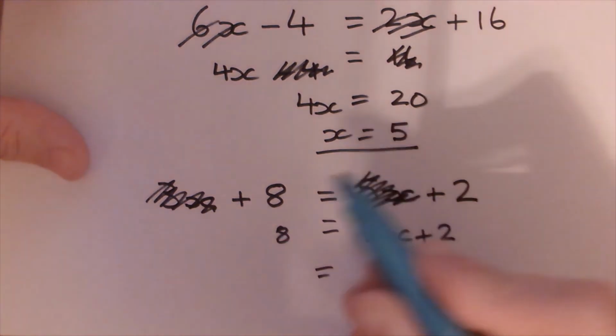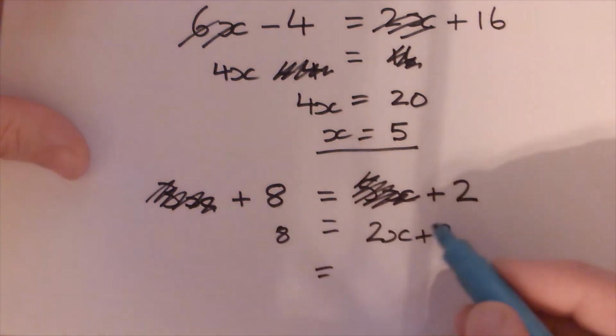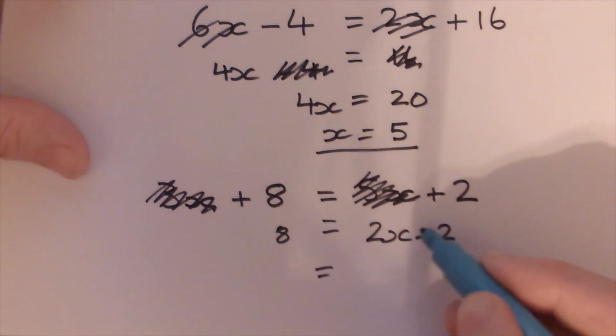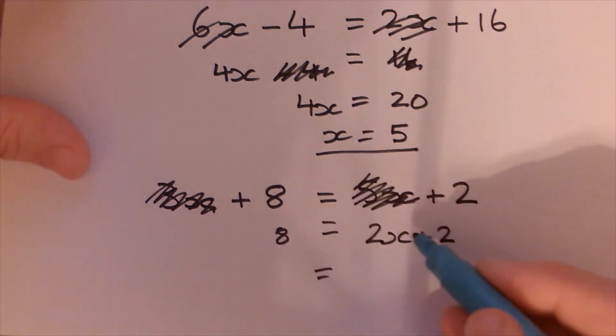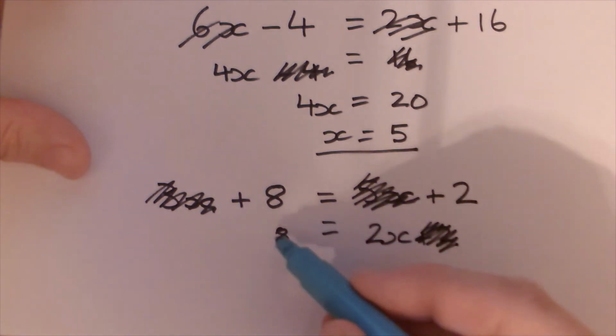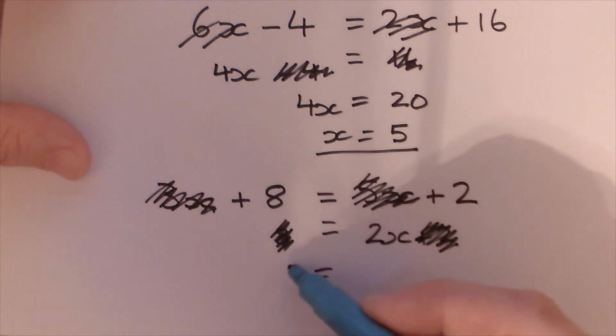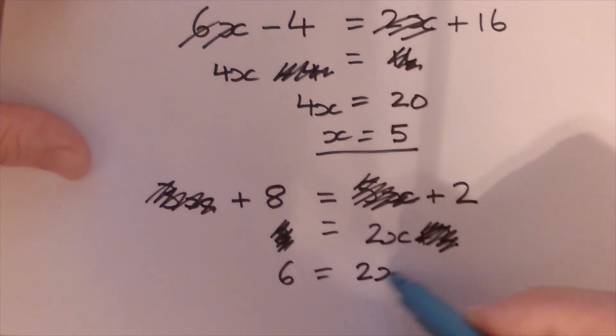Now I've got to get the numbers onto the other side. I've got to get that to nothing. I don't want anything left there. So I just need to take away 2. So I take away 2 from here, and I get 6 is worth 2x.